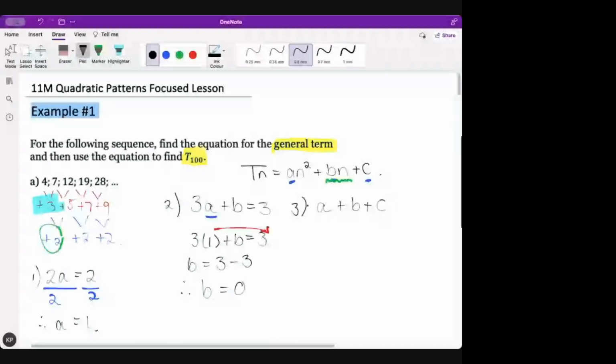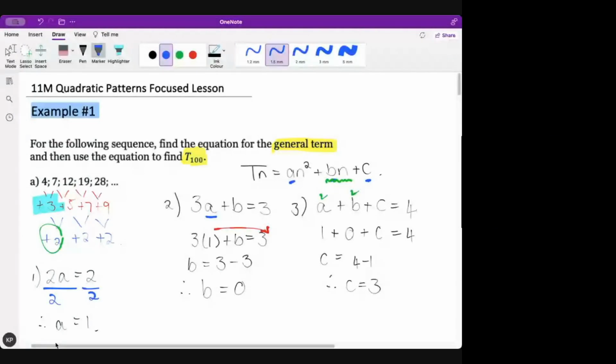And then, of course, finally, A plus B plus C is equal to the first term. And in this case, that is 4. We already know A. We already know B. So let's work out C. Okay, A was 1 plus B, which was 0, plus C equals 4. Okay, that means C is equal to 4 minus 1. Therefore, C is 3. Now, we have found all 3 variables in my general formula.